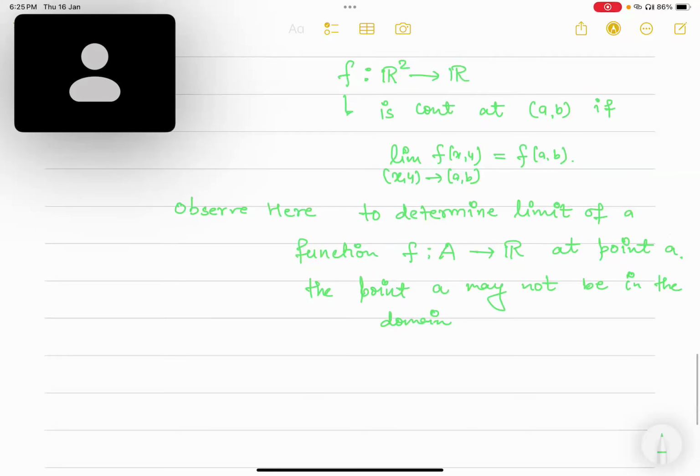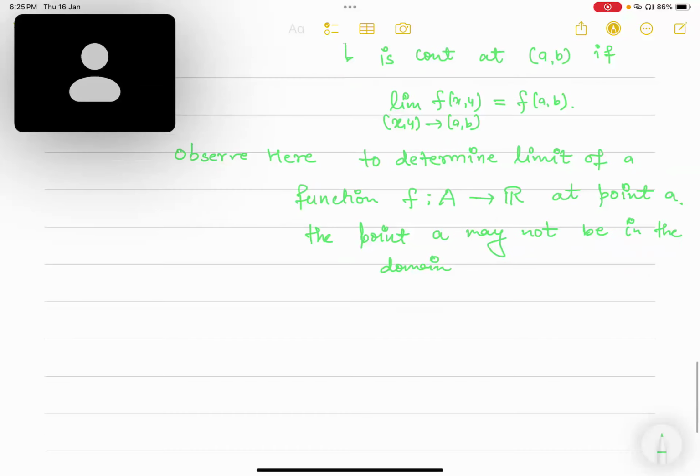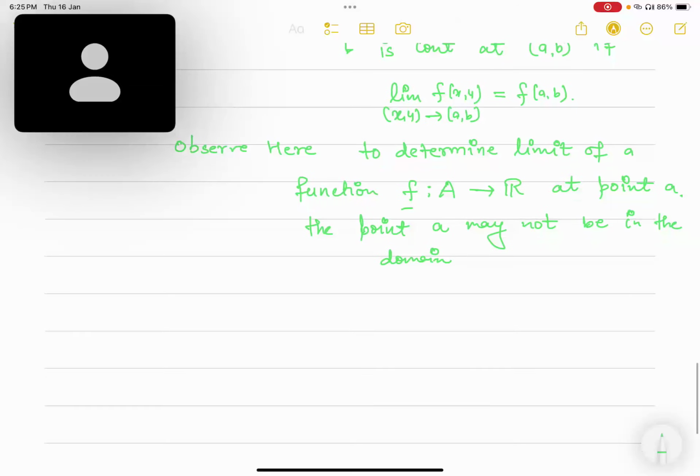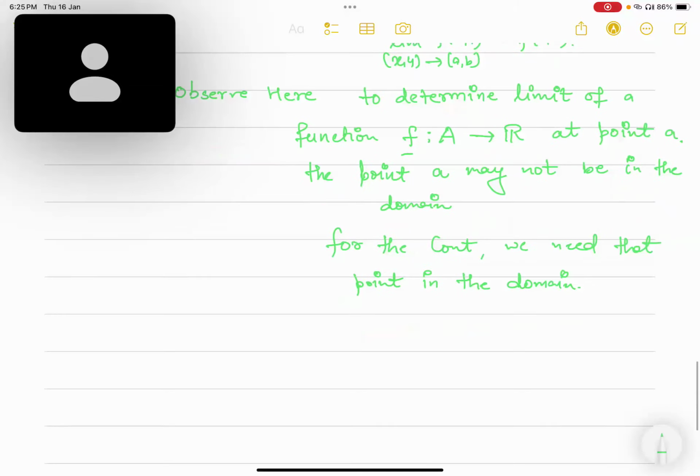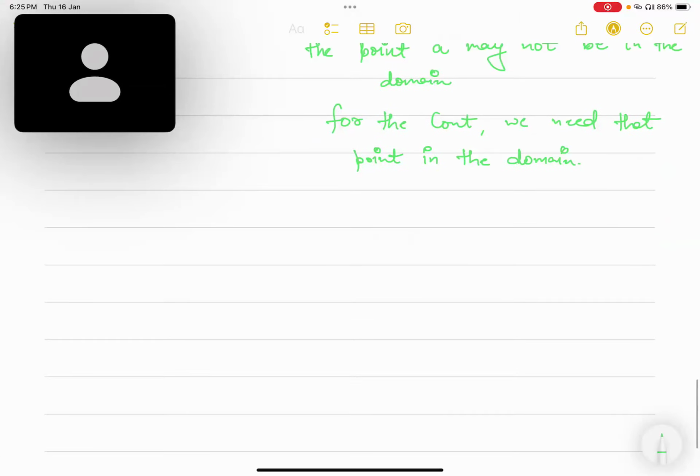So actually what I'm saying is, to determine the limit of a function at some point, that point may not be in the domain. We don't need that point in the domain, right? Still we can calculate the limit because we are just calculating where this function is approaching. But for continuity, we need that point in the domain, right? And one easy example is all polynomials are continuous functions.